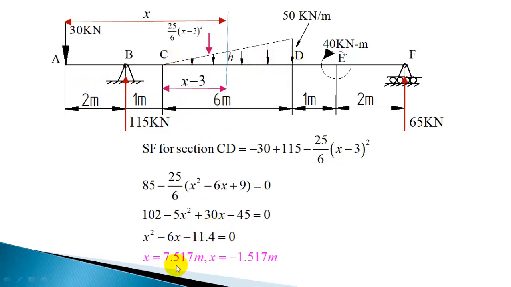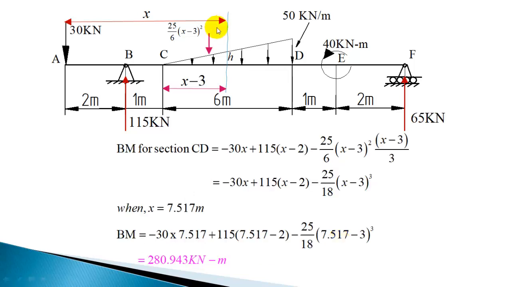So this is the solution, and at this point, at a distance of 7.517 meter, the shear force is coming to 0. So corresponding to this location, you should calculate the bending moment. So let us calculate the bending moment corresponding to that point. The same section, I am calculating the bending moment. The forces we know, you have to only multiply with the distances.